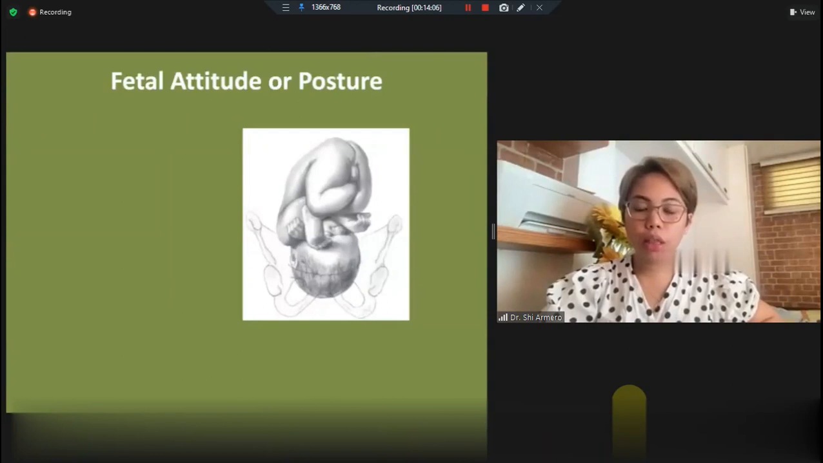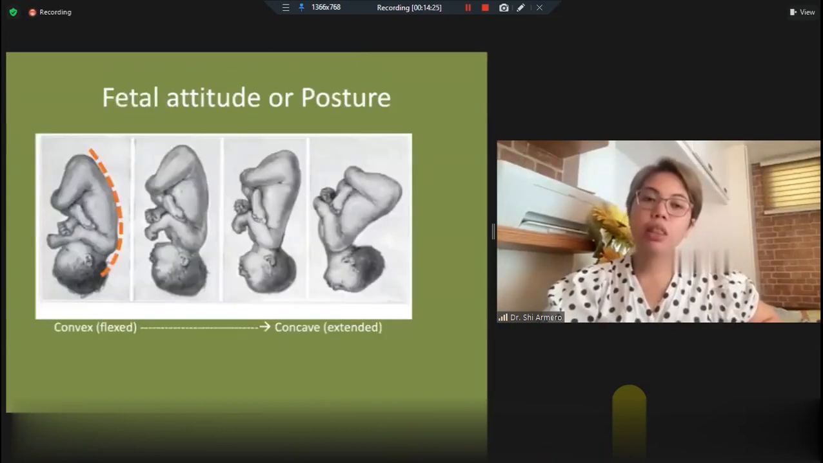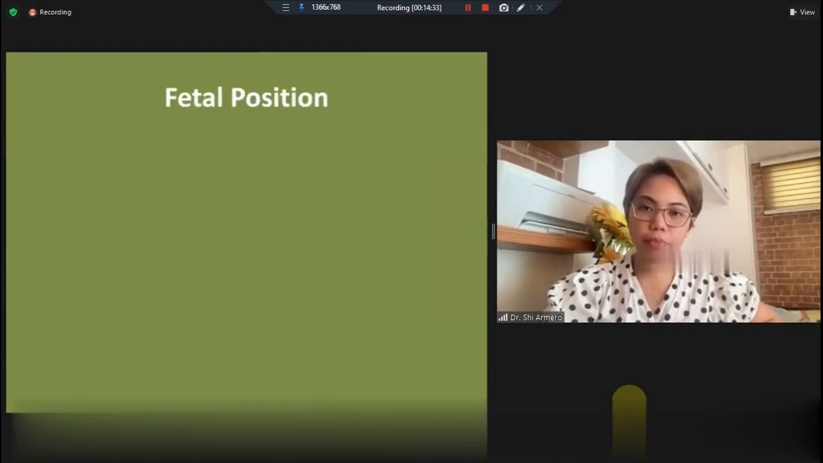Okay. How about fetal attitude or posture? Even in the fetal life, we already have attitude, okay? So this is the characteristic posture of the baby. It should be an ovoid mass corresponding to the shape of the uterine cavity. That is the normal fetal attitude or normal fetal posture. However, again, there are varieties of fetal attitude, either convex or it becomes concave, extended.